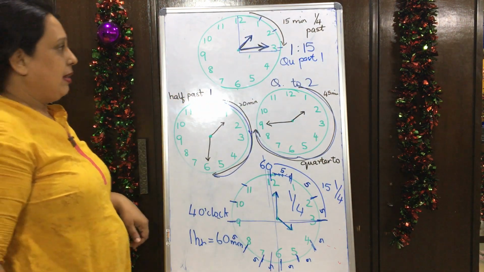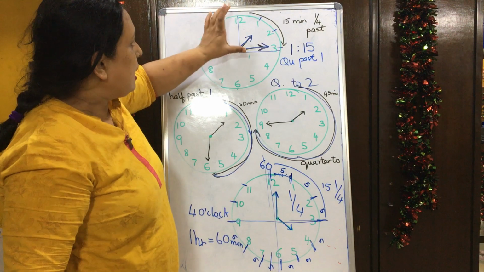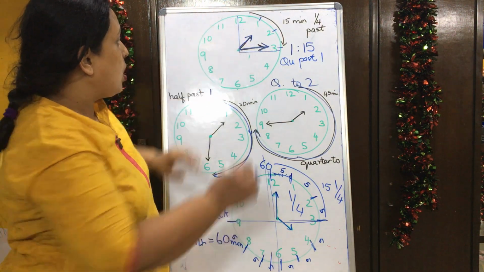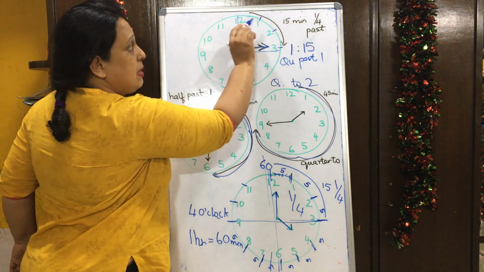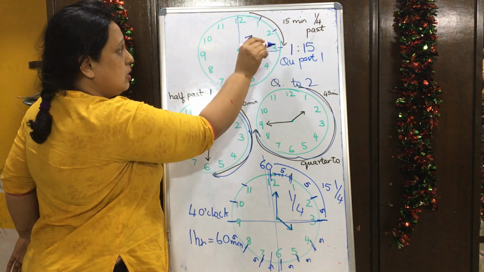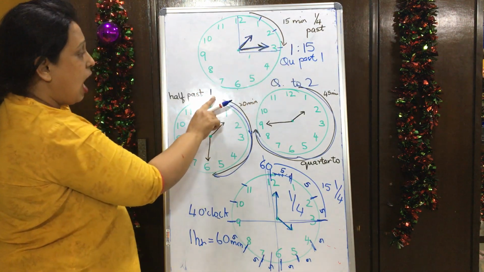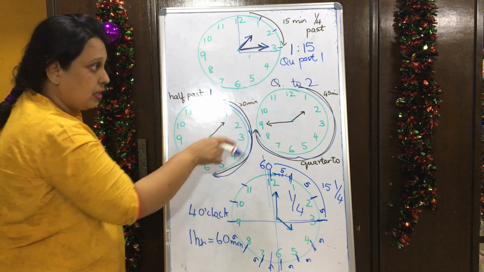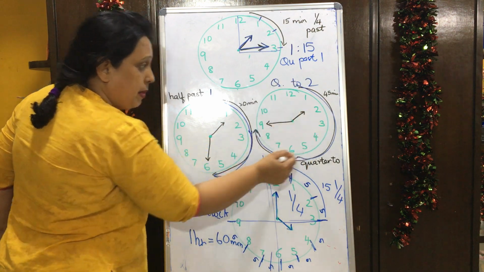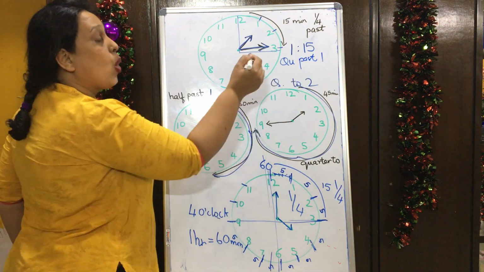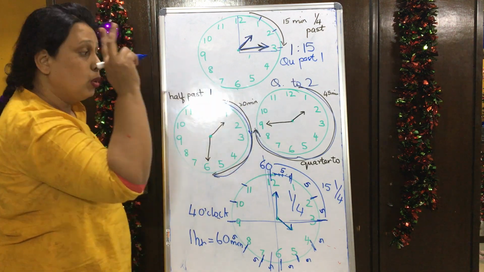Yes, it's rhyming there. So we know this is quarter past 1. Means it was 1 o'clock and now 15 minutes have passed since 1 o'clock. So it is quarter past. Half past. And now 45 minutes have passed and it's going to be 2 o'clock. So we say quarter to 2.